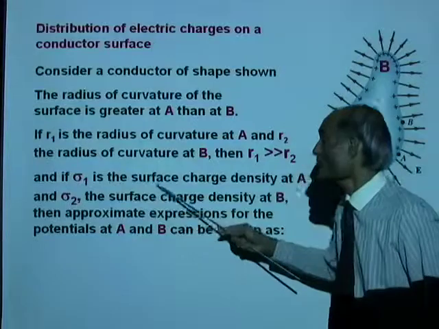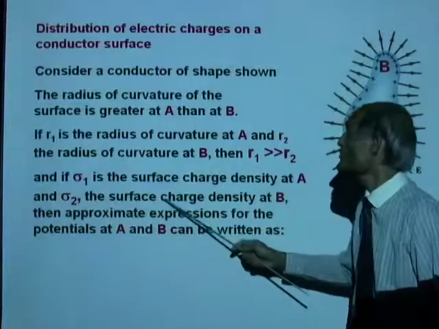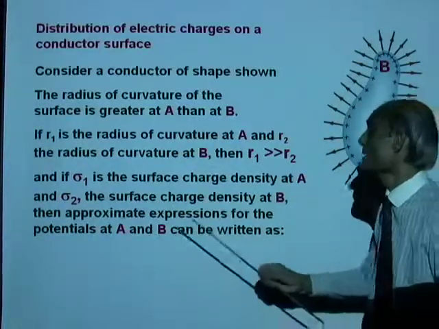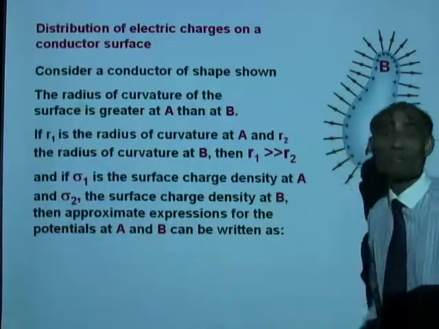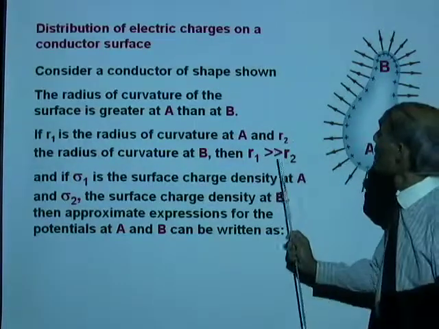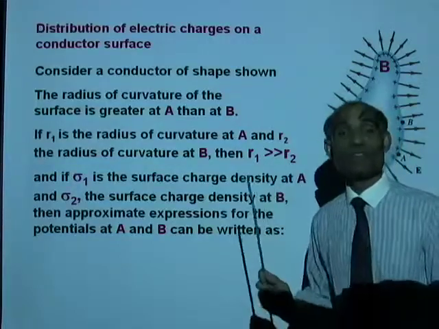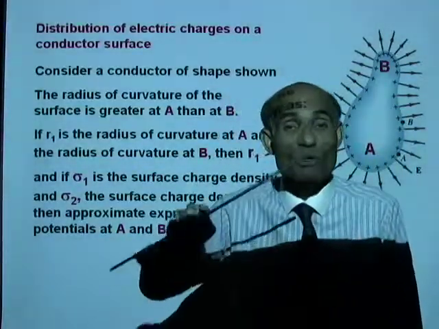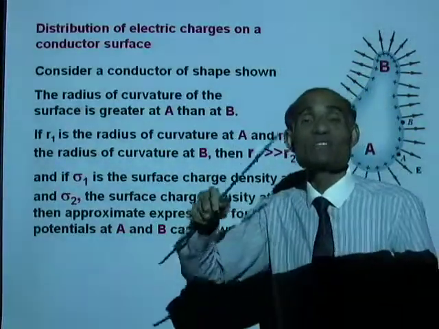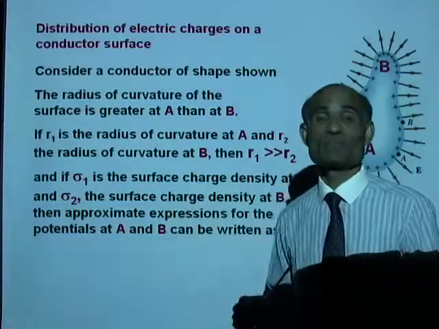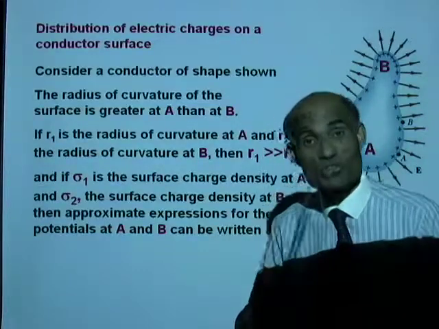If sigma 1 is the surface charge density at A and sigma 2 is the surface charge density at B, then approximate expressions for potentials at A and B can be written. If sigma is the surface charge density and R is the radius, then you can write an approximate relation for the potential at a point on the surface as potential is sigma multiplied by the radius. I'm going to leave it for you to figure out. It can be done and it is true.